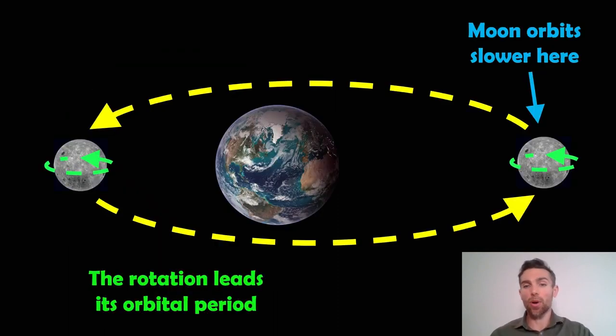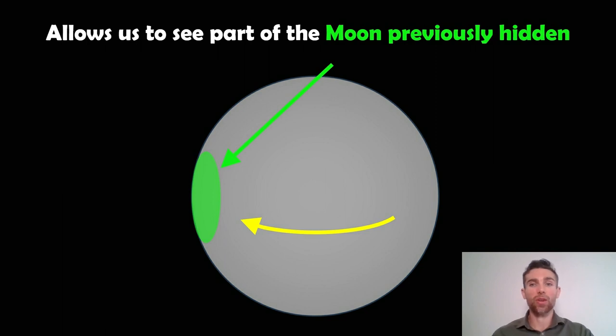Now on the other part here, which would be the apocenter, this is the furthest part between the moon and the Earth. The moon is orbiting slower here. So what actually happens is the rotation leads the orbital position. So actually it's rotated a little bit further around than it would have done normally because it's actually slower on its orbit this time around. That allows us to see the opposite edge of the moon. So this time around, we can see the opposite side that was previously hidden.